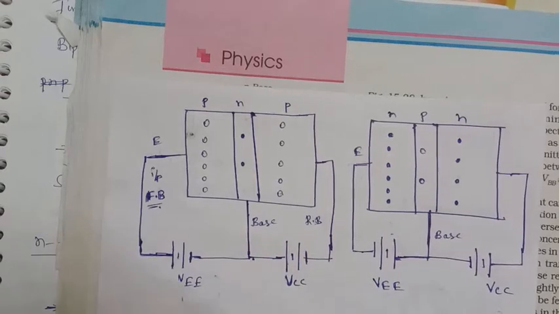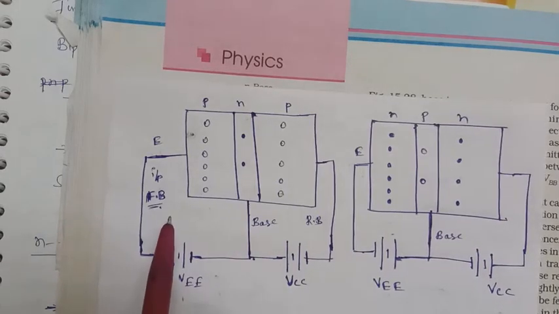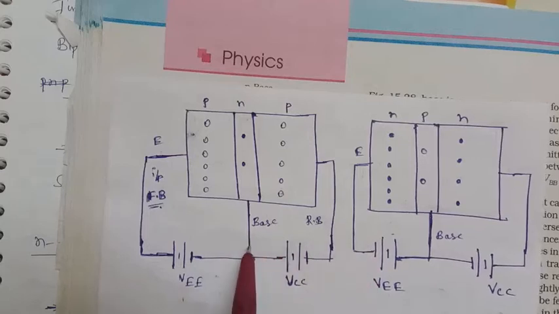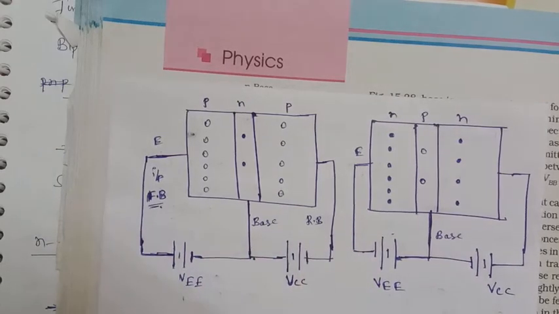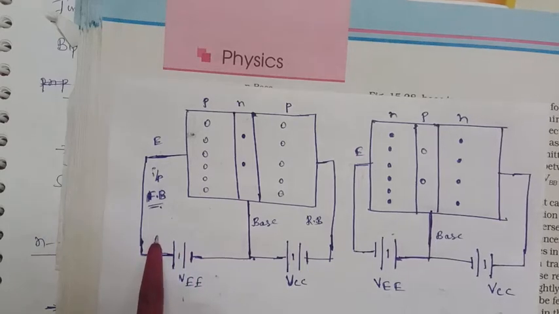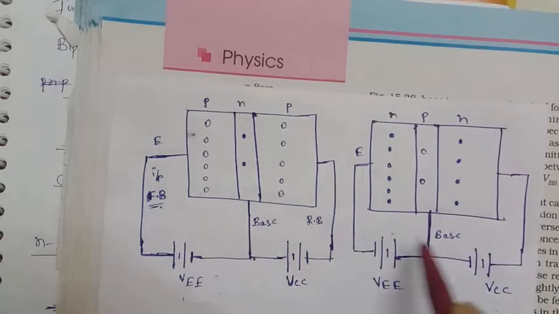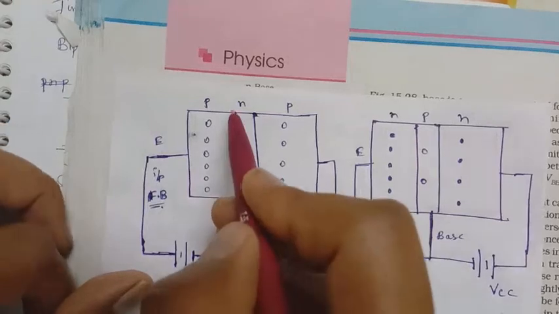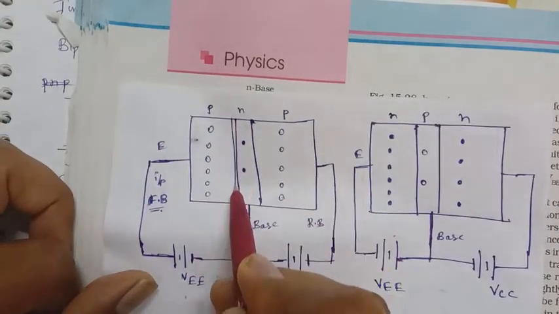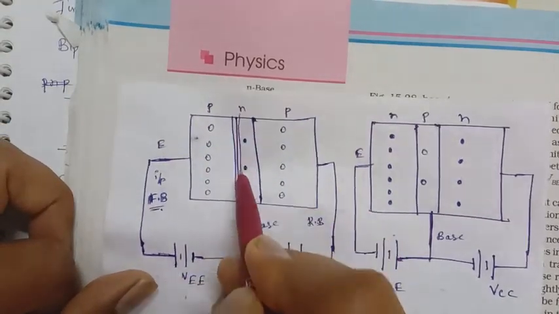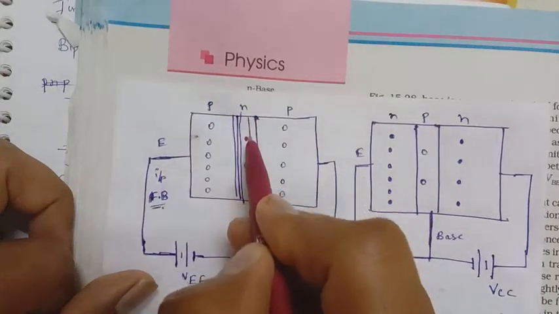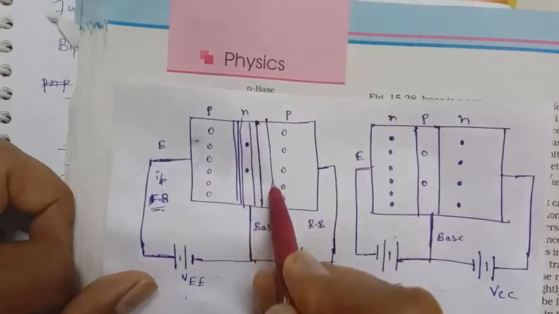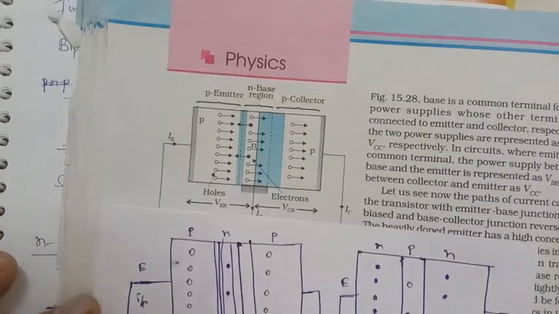First, all of you observe this diagram. The input is a common base. Base is common for input and base is common for output. The input you have to connect in forward bias, the output is connected in reverse bias. Here it is also forward bias, reverse bias. In forward bias, the depletion layer will decrease. In reverse bias, the depletion layer will increase. So you have to observe this diagram.